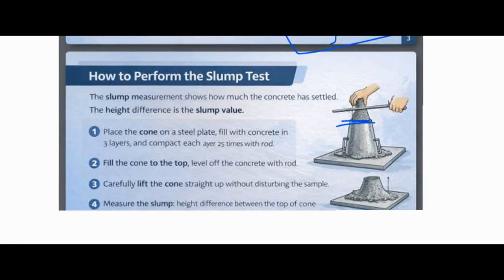Step 4 is to lift the cone. Now carefully lift the cone slowly upward. Do not shake or twist it. Let the concrete slump naturally.